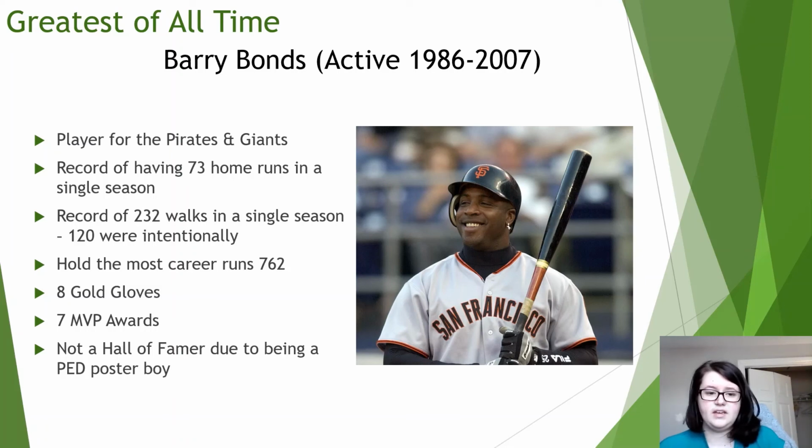762, 8 Golden Gloves, 7 MVPs, but he is not a Hall of Famer, even though he has all these records, due to him being accused of using performance enhancement drugs. Because of that, they can't take the records away, but may not give him any more. He only has 2 more years after 2020 to be allowed on the ballot for the National Baseball Hall of Fame. So he most likely will not be a Hall of Famer, even though he has all these records broken.